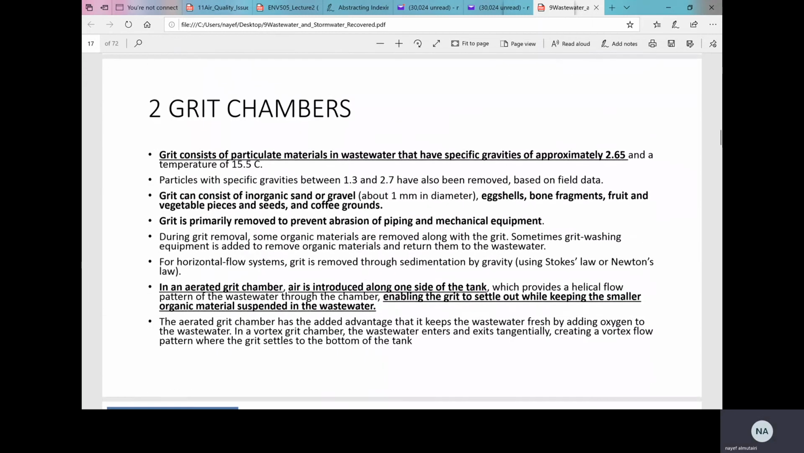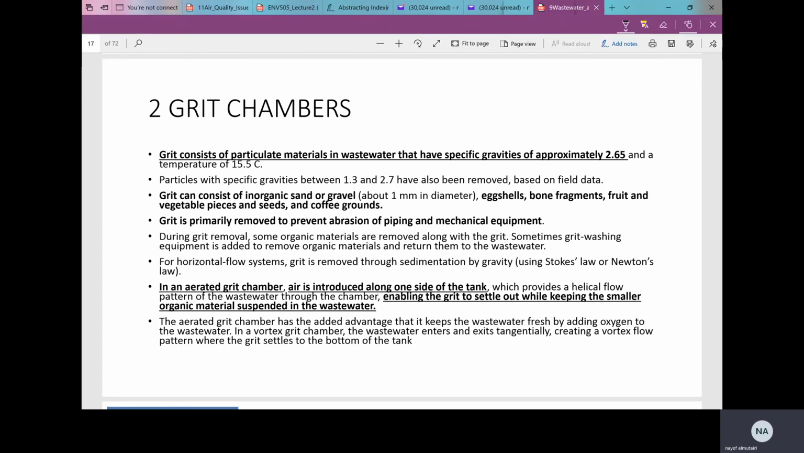This is an example of bar screen. Grit chamber. Grit chamber is like a tank. All the grit will be settled at quiescent condition, and the specific gravity of these particles should be 2.65 and of course higher.